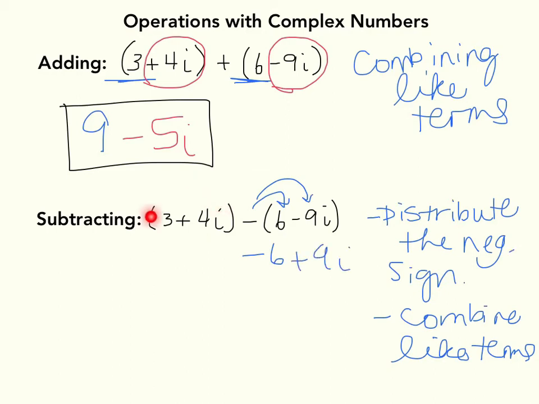So now we have one complex number and another one that we're just combining our like terms. So we have 3 and negative 6 is negative 3, and positive 4i and a positive 9i is now positive 13i.